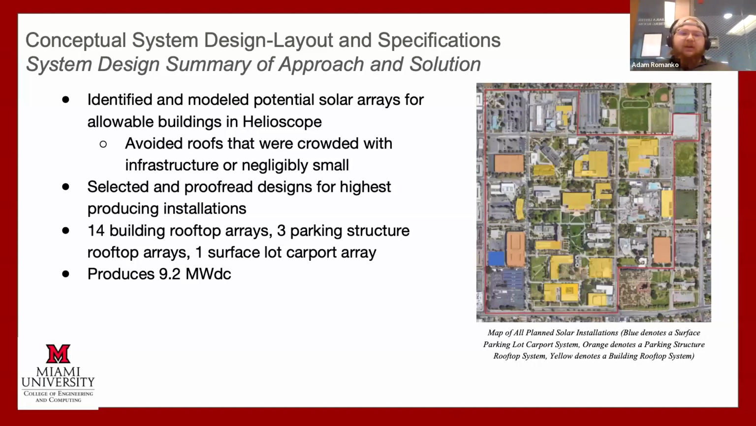So to begin, for our system design summary, we identified 14 buildings, 3 parking structures, and 1 surface lot. We avoided any roofs that were too small or whose design made it difficult to have solar arrays on them.